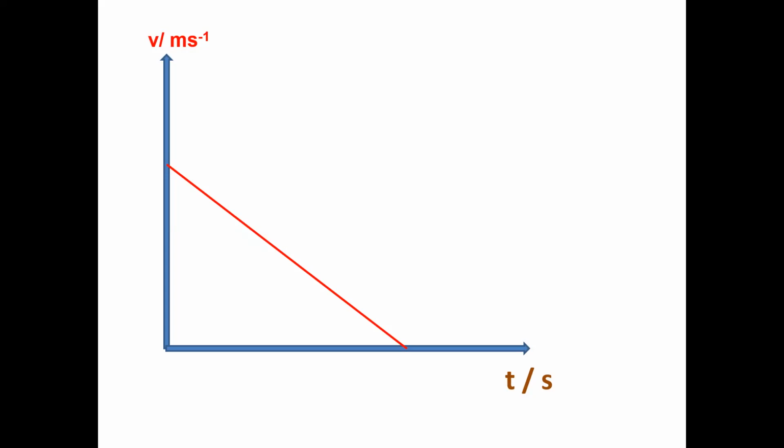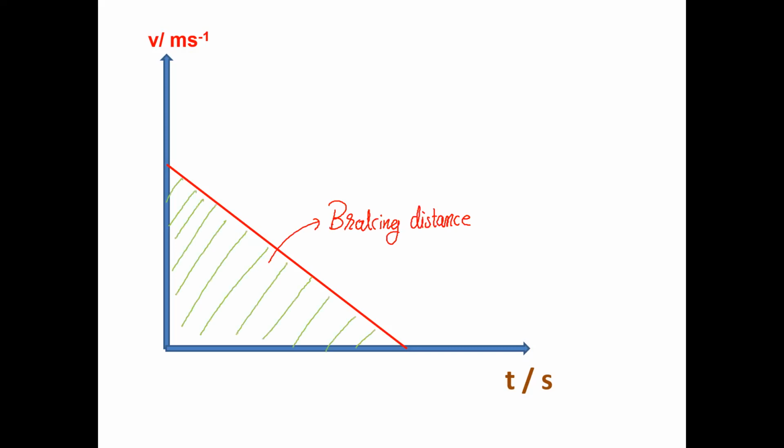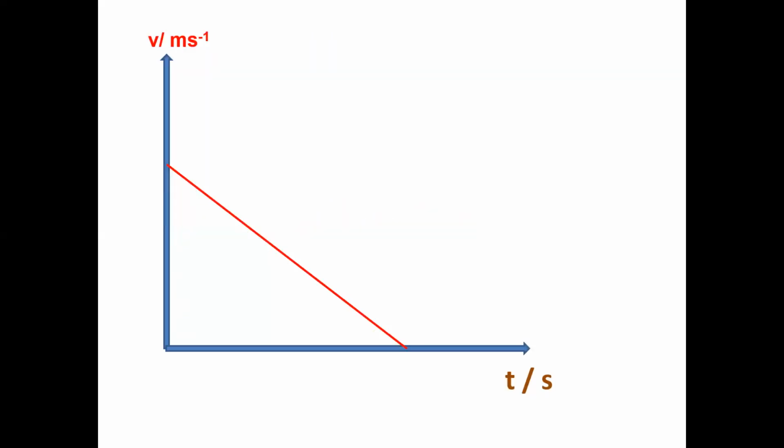Now, this is a straight line sketch, and look at the area which is called the braking distance. The line is straight. Straight line means constant gradient. You have to copy this screen.